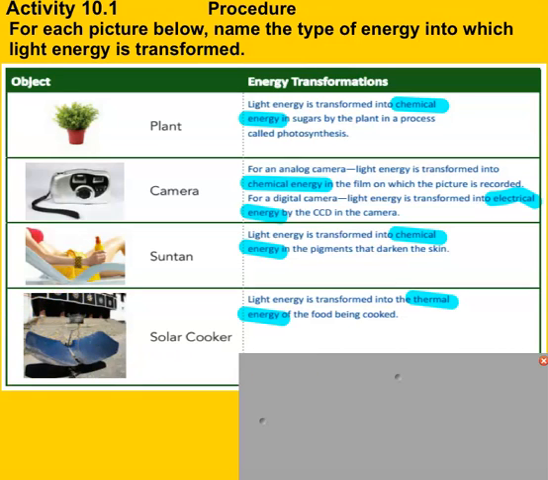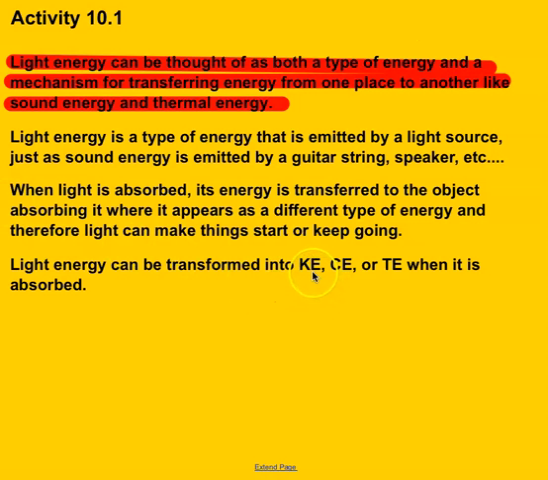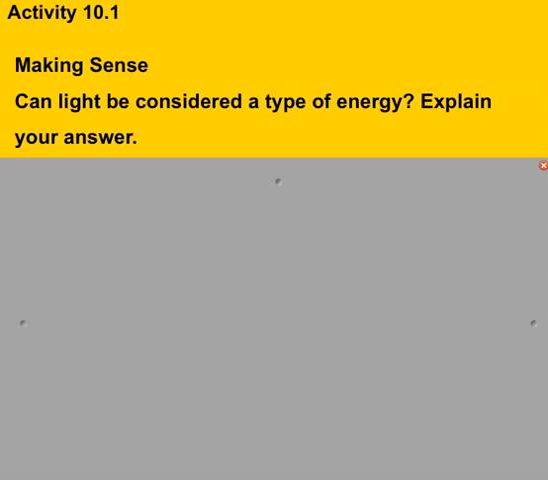So you can see that there's lots of different energy sources. When we go back, light energy can be converted into chemical or kinetic energy, chemical energy, thermal energy when it's absorbed. So let's take a look at that making sense question.